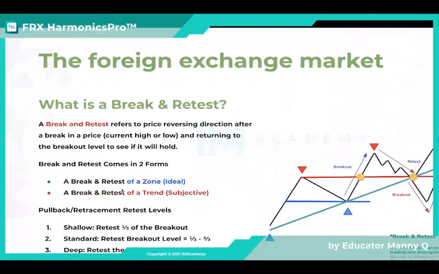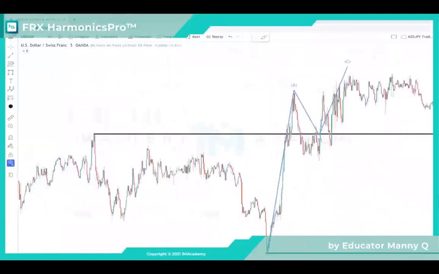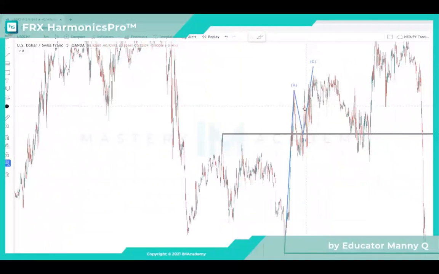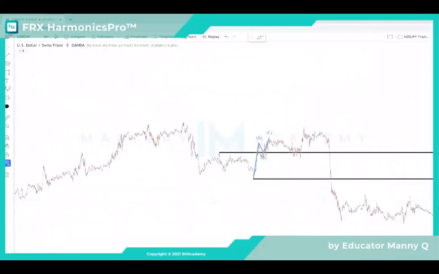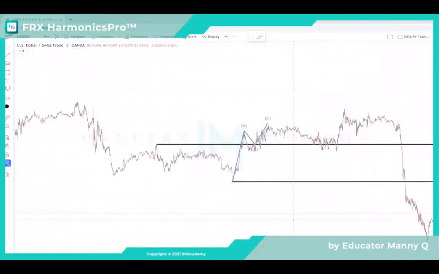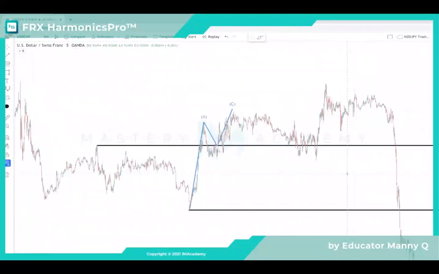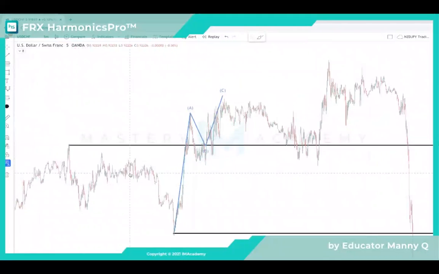Now, the second type of break and retest is to a trend line. And this is very, very subjective, okay, which is a break and retest to a trend line. So let's come on over and talk about a break and retest to a potential trend line in the market, or to several trend lines in the market here. So if we come over here, let's do this smaller time frame and then we'll look at a bigger one.